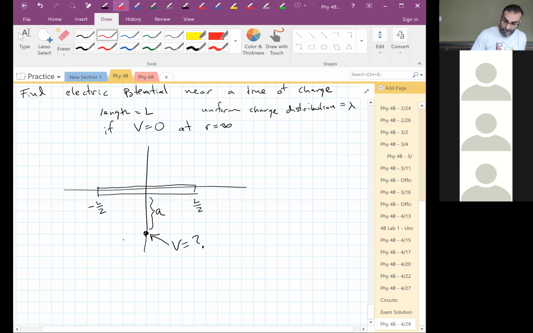All right, so you pick some little arbitrary point, call that dq, some little tiny infinitesimal chunk there. That means that this is dx, and this is x, and this is r, the distance from dq to our point of interest, right?